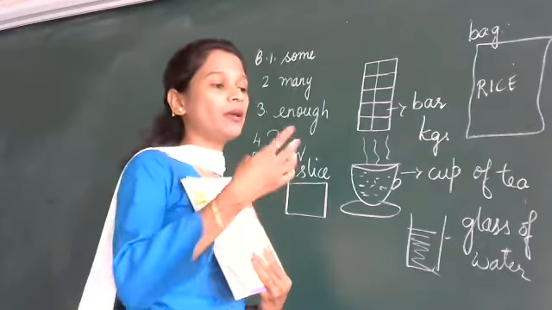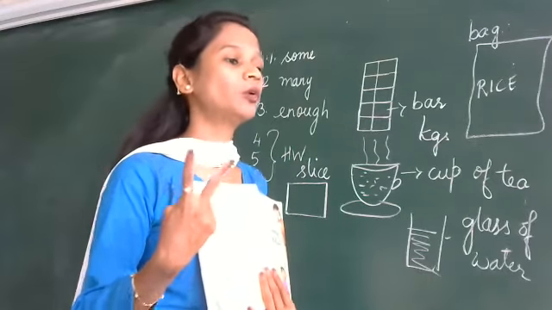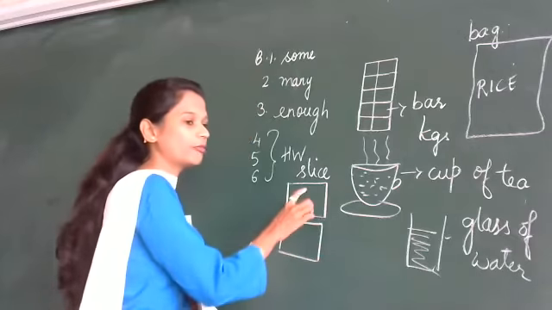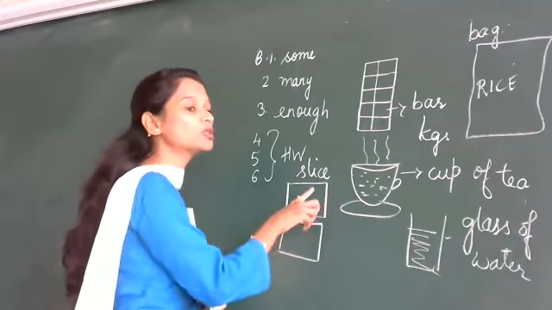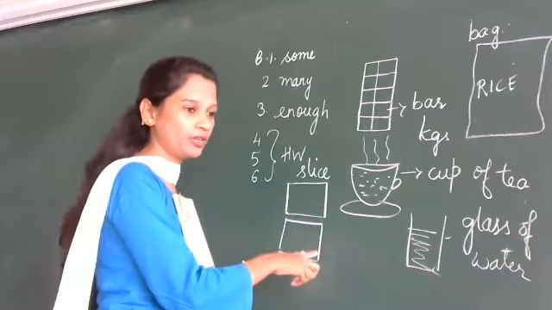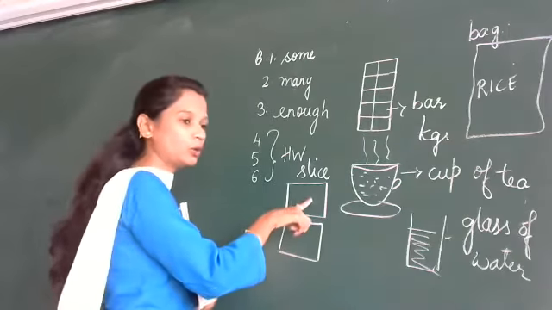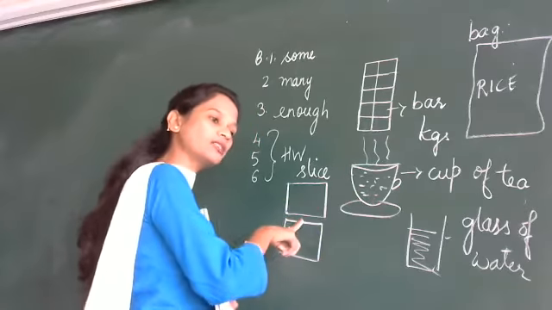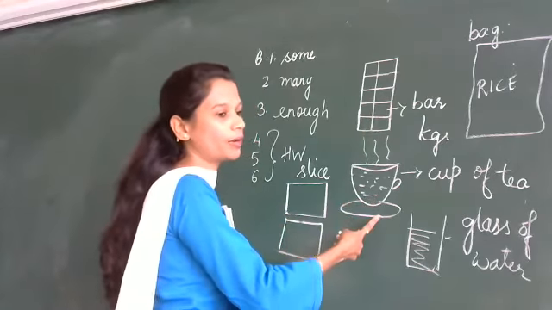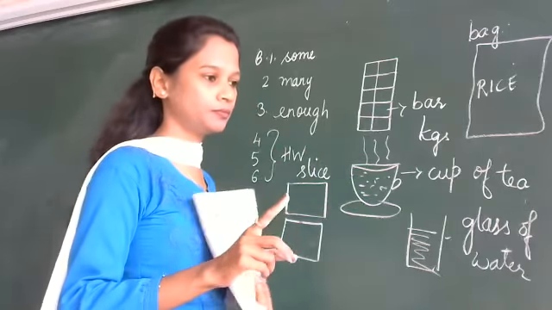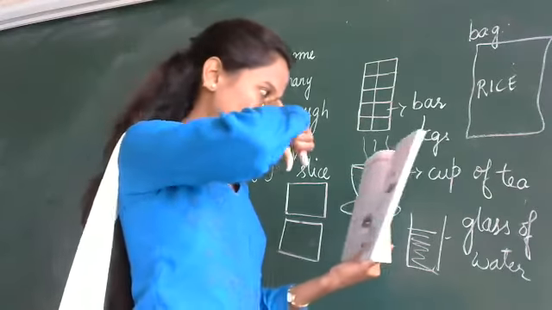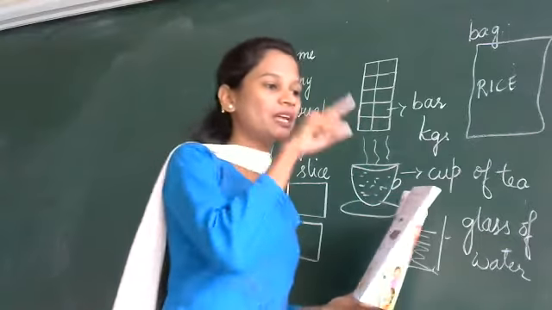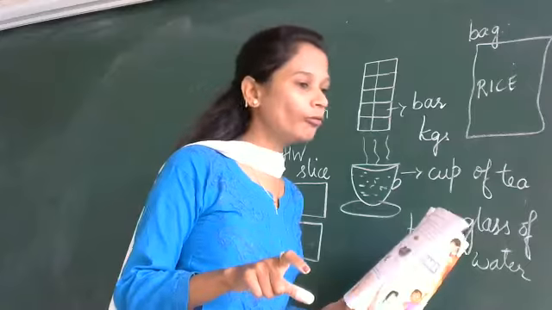If I have to say, I had two slices of bread today for breakfast. Two slices means what? Two pieces of bread. That means I had two slices of bread for breakfast. Or I can say I had two slices of bread and a cup of tea for breakfast. Are you understanding? Yes, ma'am. Then, I told you about a loaf of bread. The entire bread slices in a packet is called a loaf of bread.